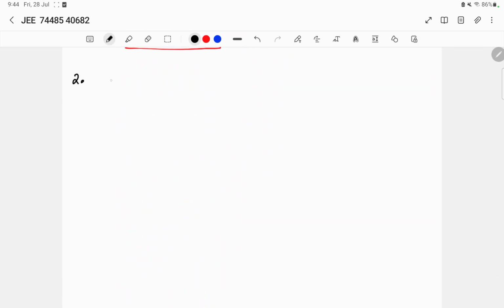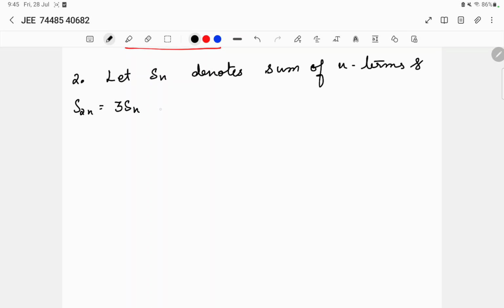So now, second question. Let Sn denote the sum of n terms, and they have given S2n equal to 3 times Sn. Then find S3n divided by Sn. They are asking for the ratio.